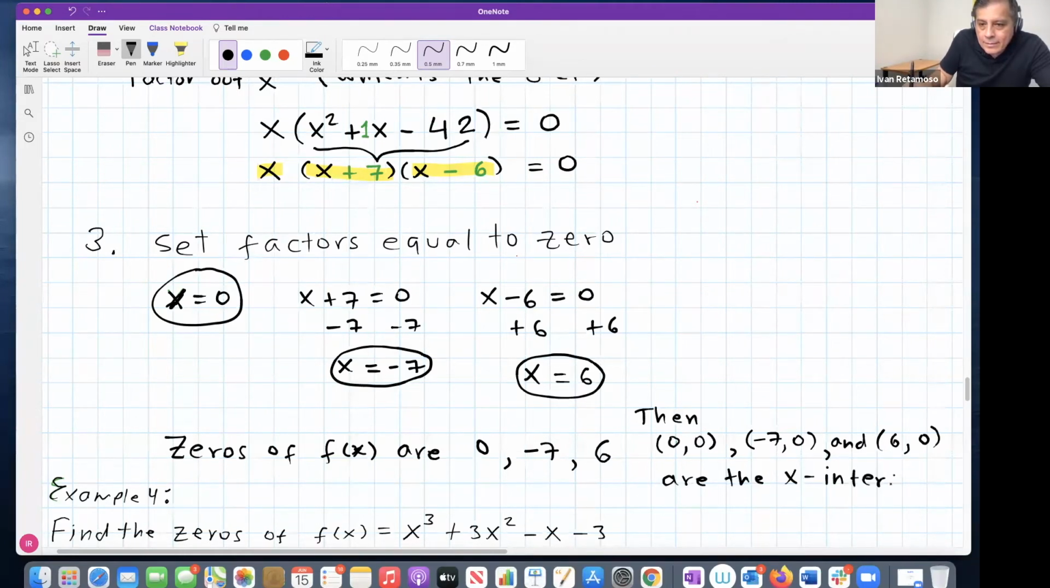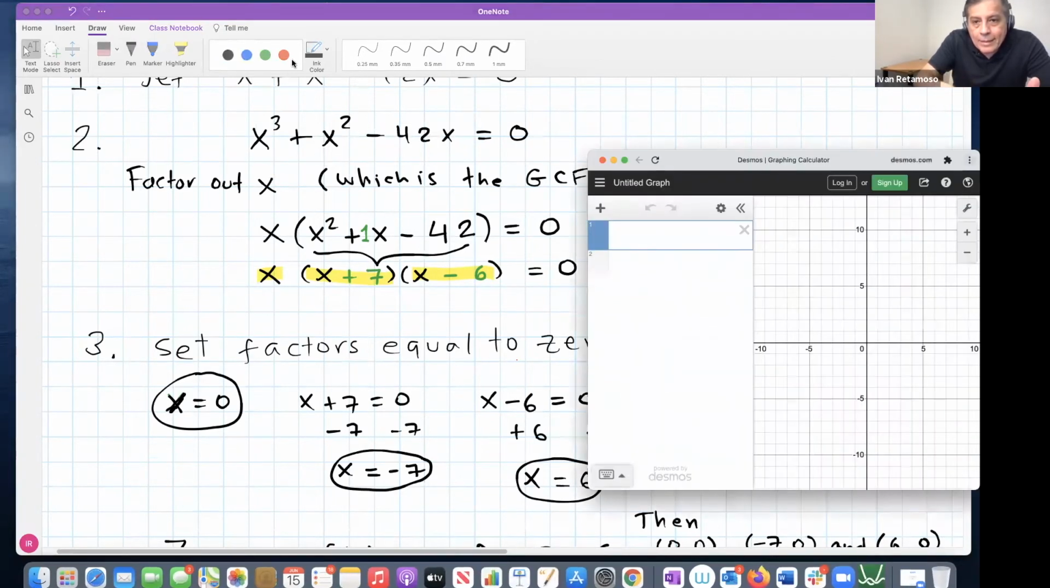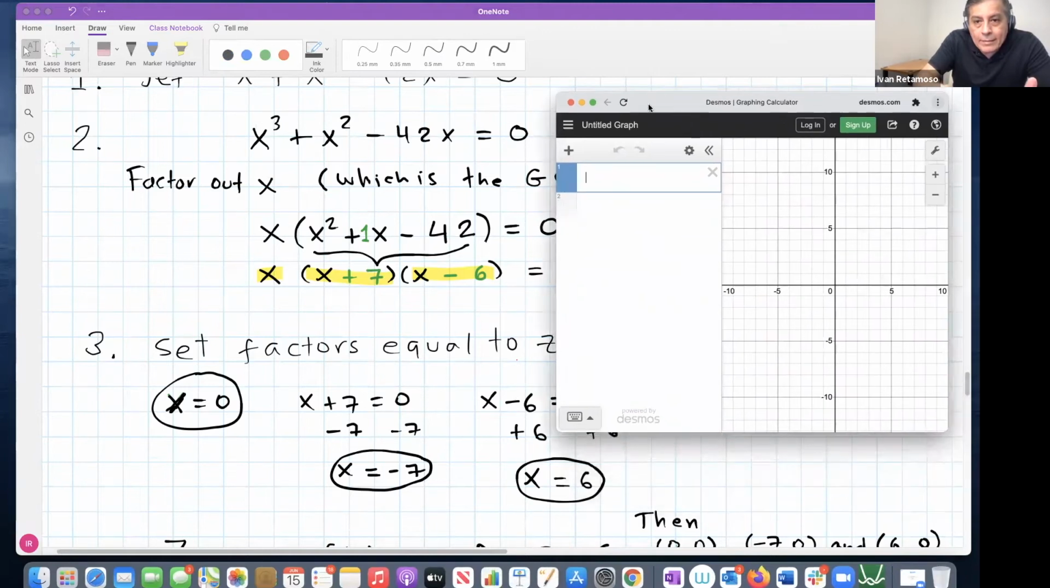X-intercepts of f(x). Wow. Well, I want you to see it. If you go to your Desmos graphing calculator and try to catch these, because there is one question on your homework that will not allow you to do factorization, and it says in the instructions, use the graphing calculator to answer that question, right?